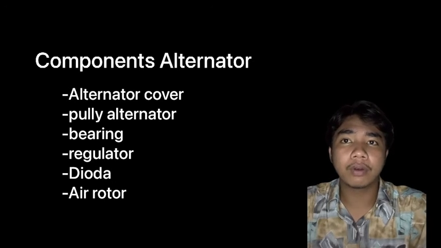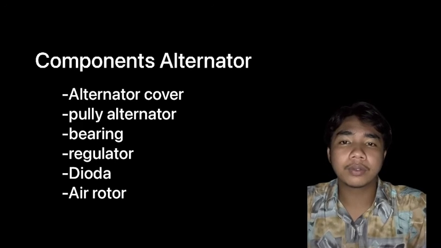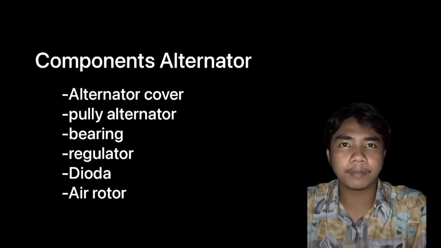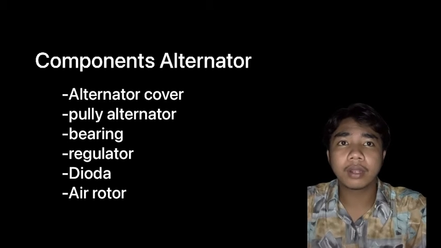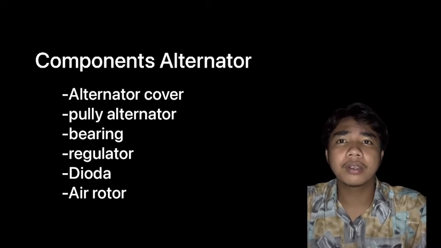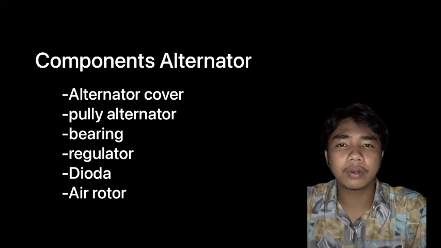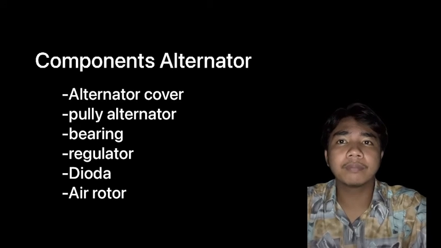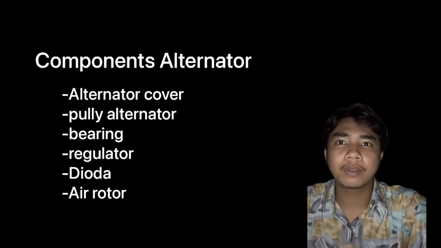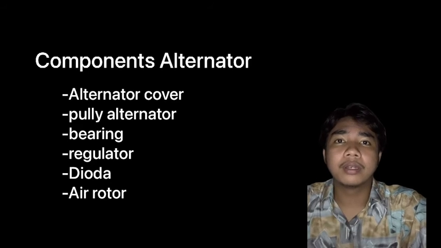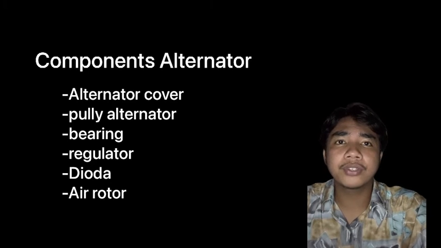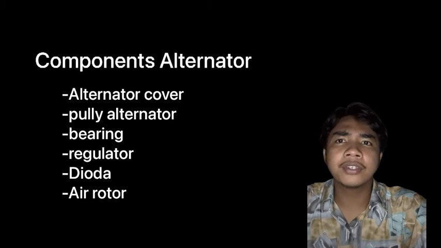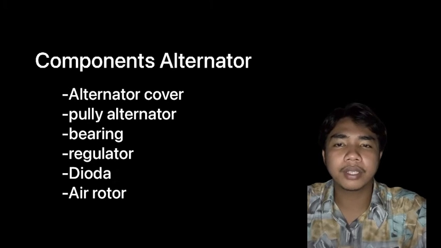Part number 4, regulator. This regulator has a very important function. Through the regulator, the voltage generated by the alternator remains stable even though the RPM rises rapidly. With this tool, the machine will not be damaged quickly due to fluctuations in electrical voltage.